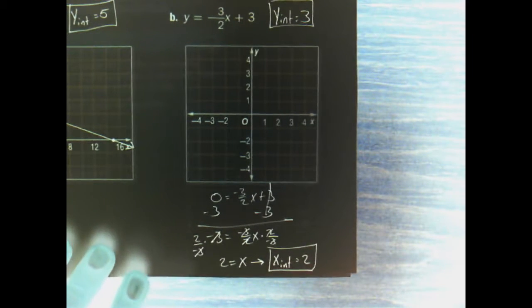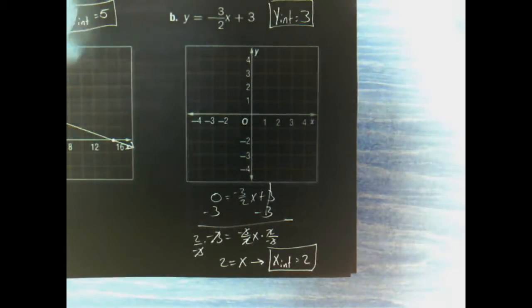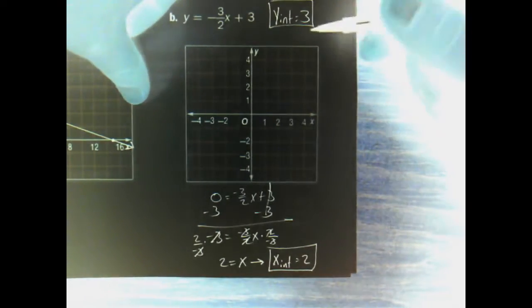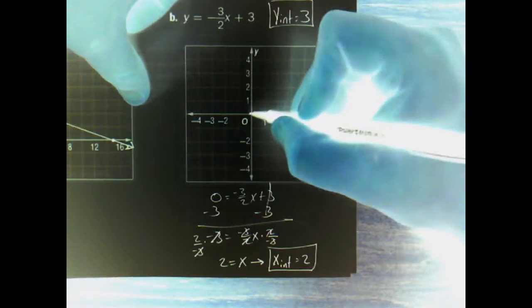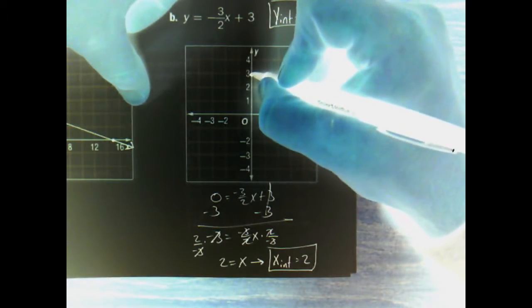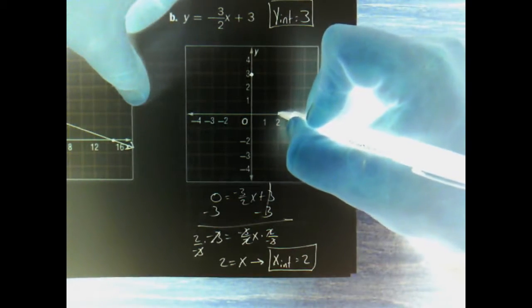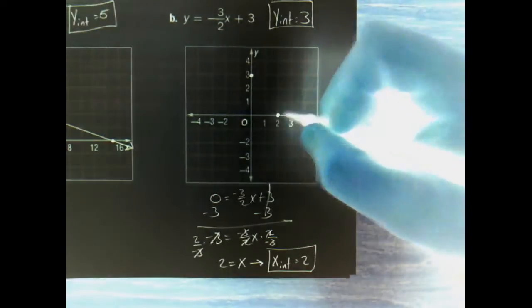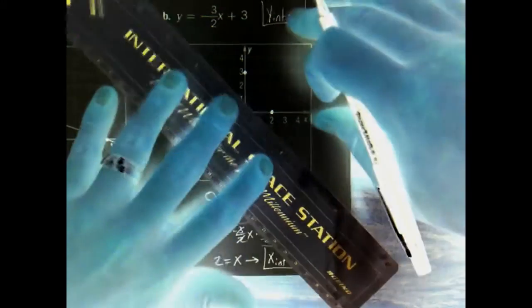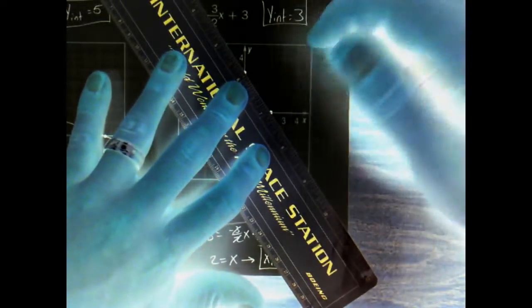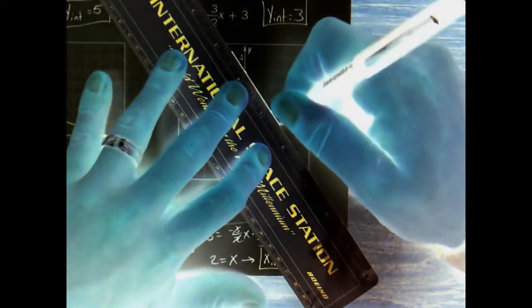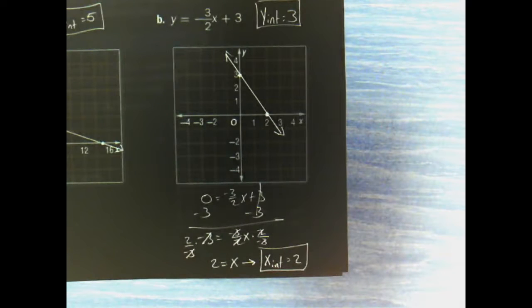So again, in order to graph this line, all I need to do is plot both of these intercepts in the right spot and connect them. Y-intercept is 3, right there. X-intercept is 2, right there. Draw my line. And there you have it.